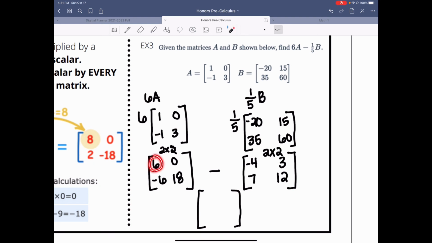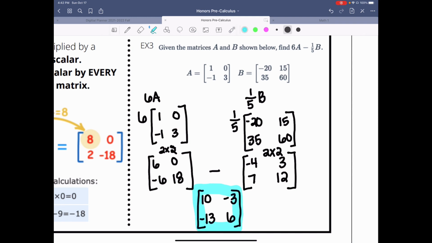So we're going to do 6 minus negative 4, which is going to be 6 plus 4, which is 10. Then we have 0 minus 3. That's going to give me negative 3. Then we have negative 6 minus 7. So that's going to give me negative 13. And then finally we have 18 minus 12, which is going to give me 6. So my final matrices is the one in which we did the subtraction.